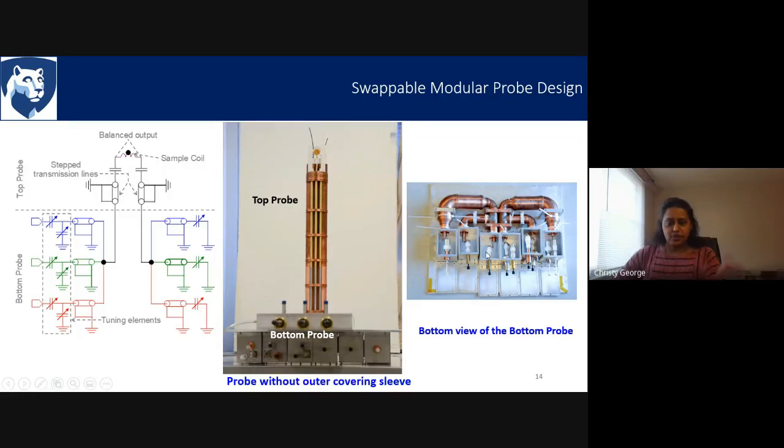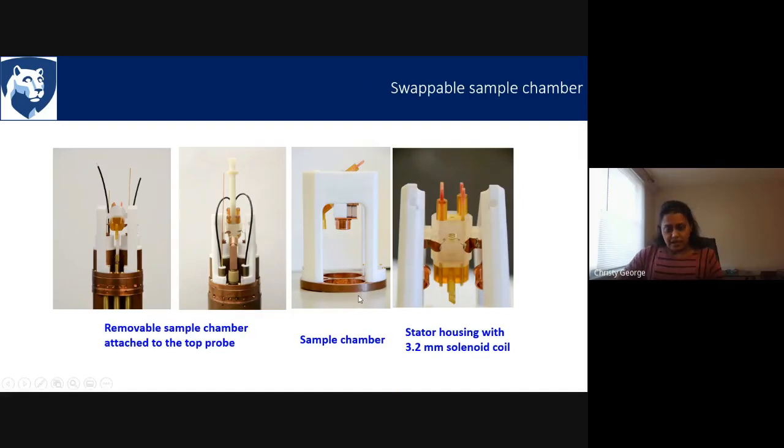And these two parts, the top and bottom probes, can be separated from each other and connected to an equivalent similar module with a different frequency. So every part in our probe is swappable. Another part which is swappable is the top portion of the probe, which we call the sample chamber. Now, if you look closely, you can see the RF coil here. The sample comes in and sits there and spins.